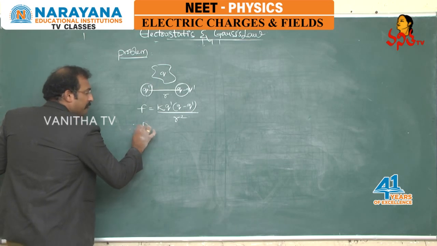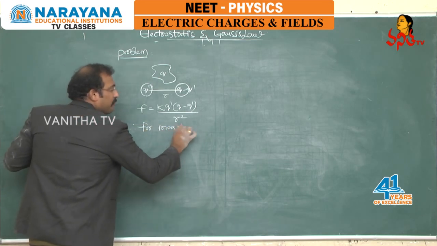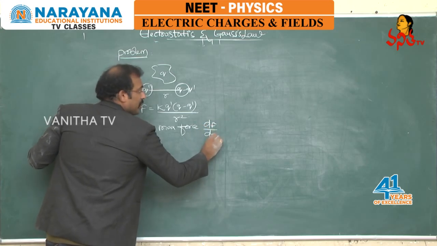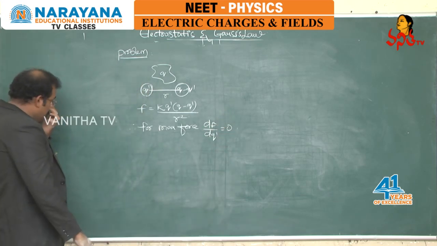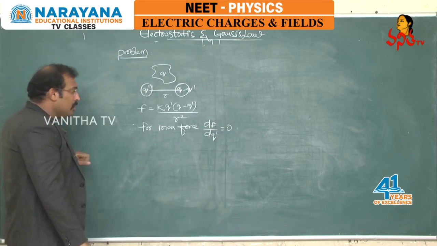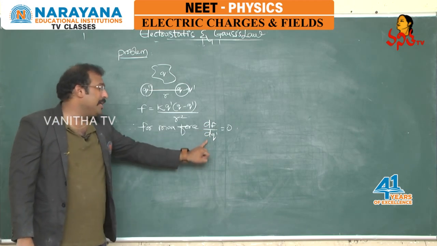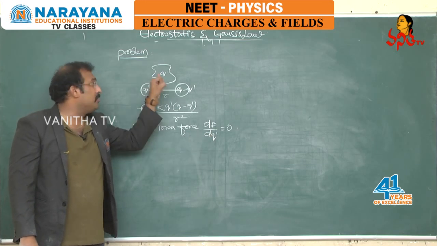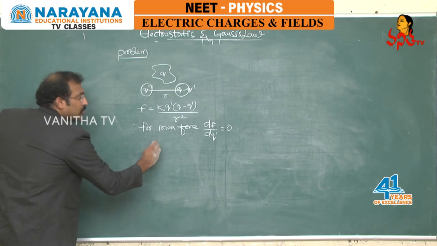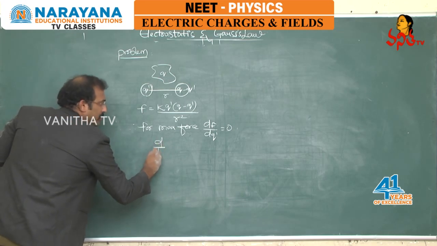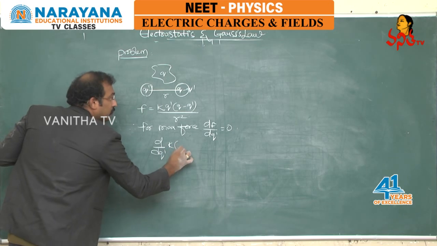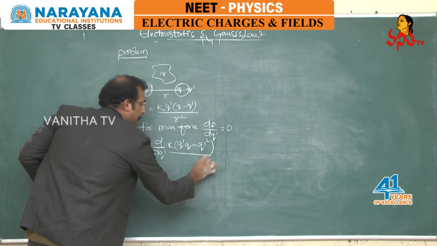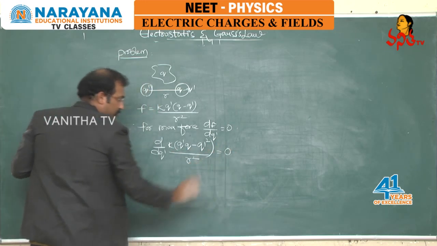So therefore, for maximum force, dF by dQ dash is equal to 0. By the conditions of maxima and minima, for the maximum force, dF by dQ dash is equal to 0, because the maximum force depends upon the quantity of charge that is divided from Q. So now, d by dQ dash of K into Q dash into Q minus Q dash by R square is equal to 0.